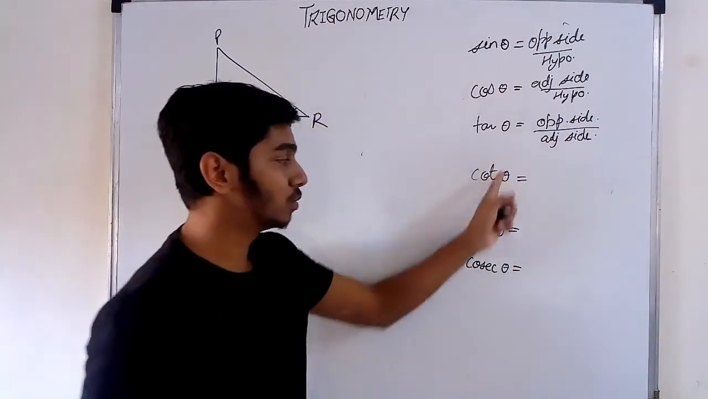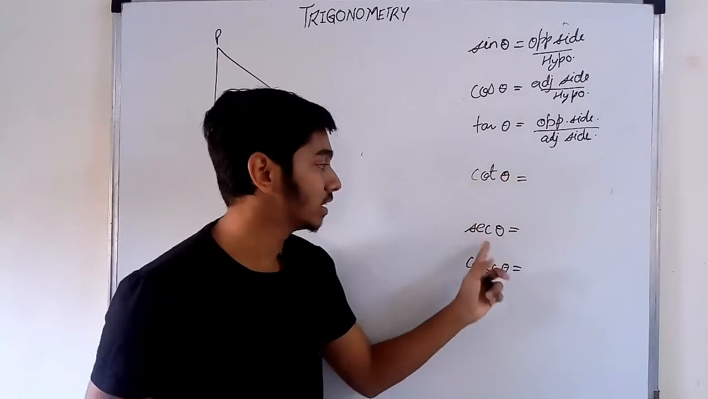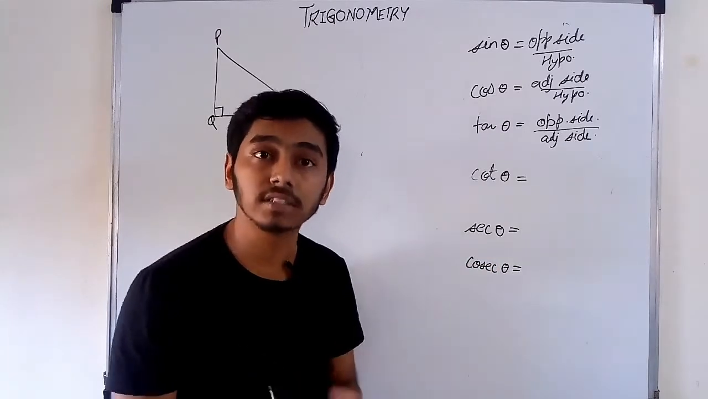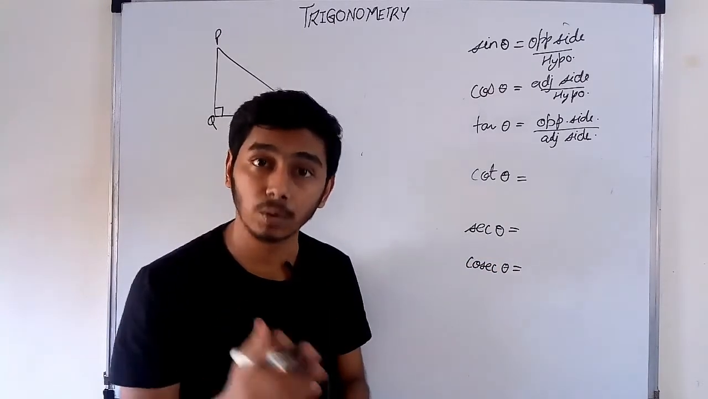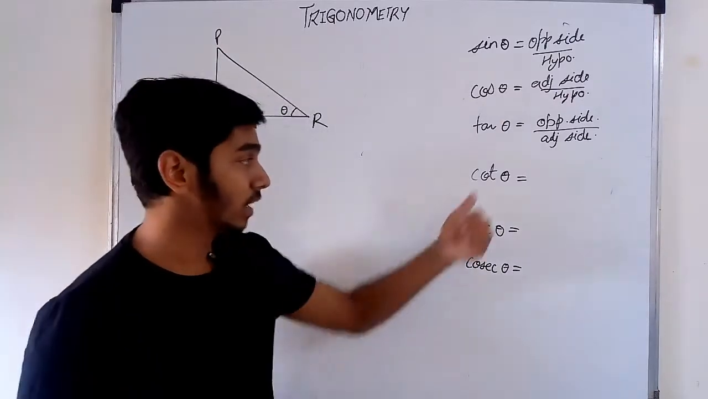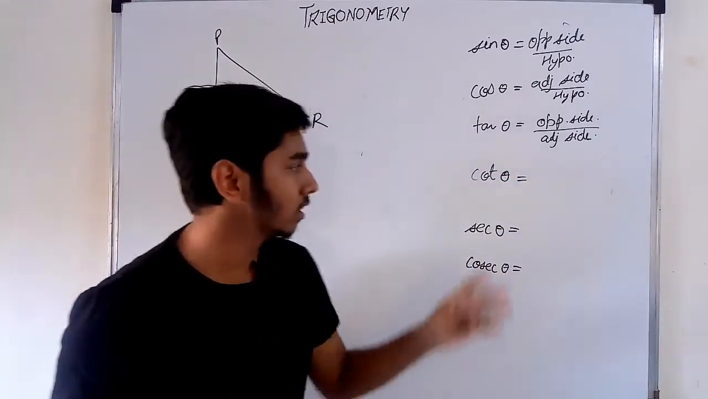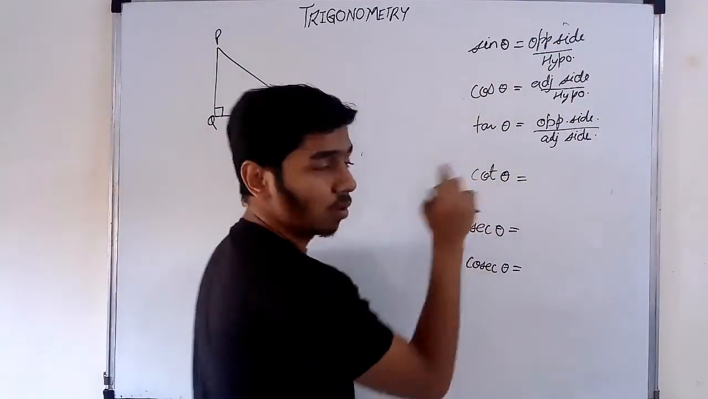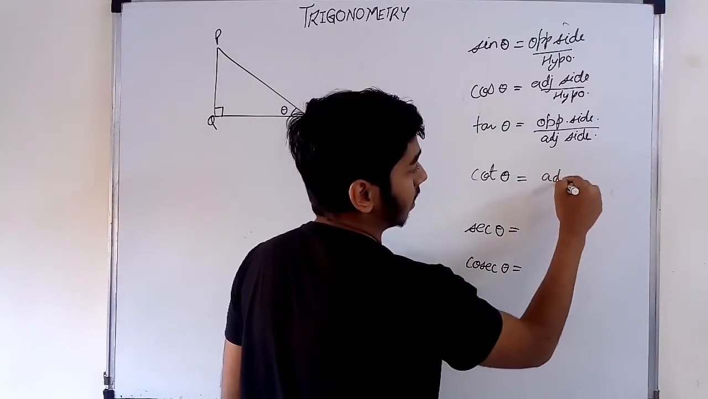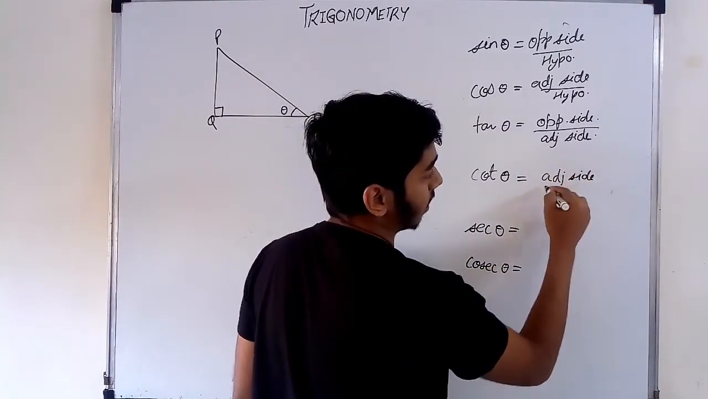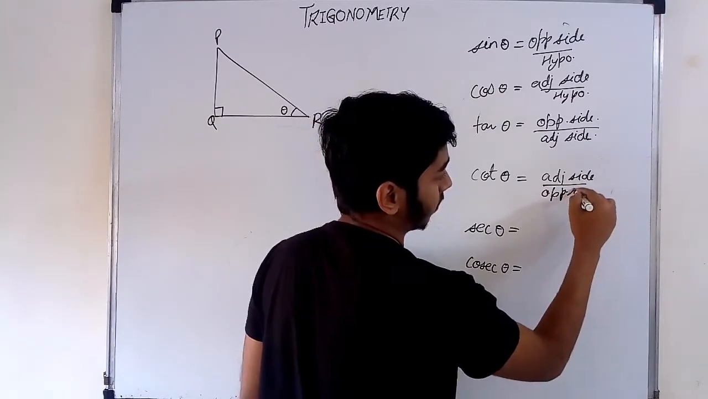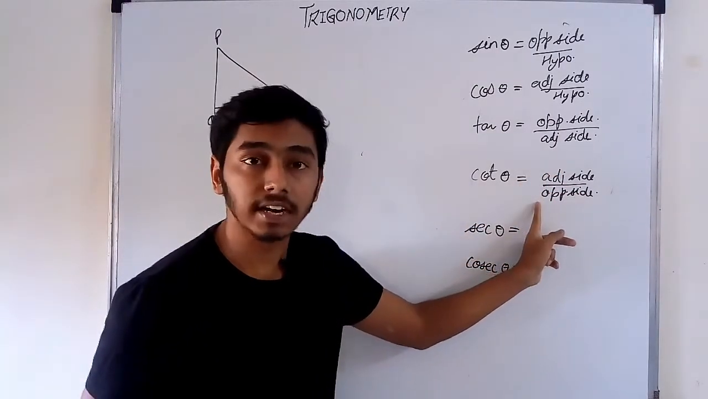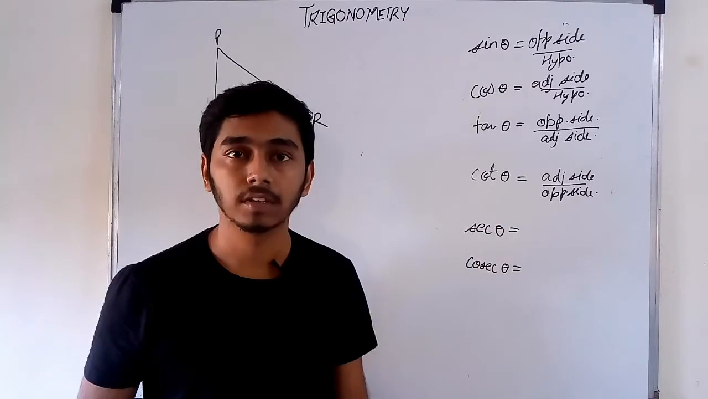You don't have questions related to cot, sec and cosec in your syllabus, but when you go to higher standards, like 10th, or if you take science in 11th, 12th, these are required also. So let us just see the formula. There is not much difference from these three ratios. If I say cot theta, it is the adjacent side upon the opposite side. I hope you are getting this.